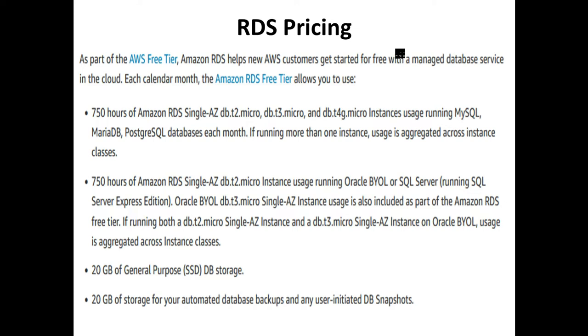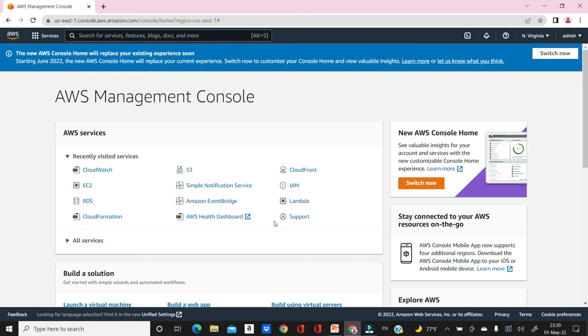Now let's see how to actually use the RDS service in the AWS environment. So let's see here. Now this is my AWS account. So here what is required, one thing is we need to go to the RDS, we need to create a database instance.